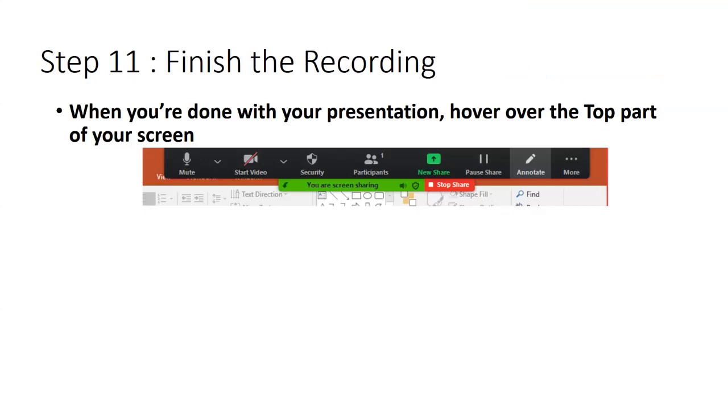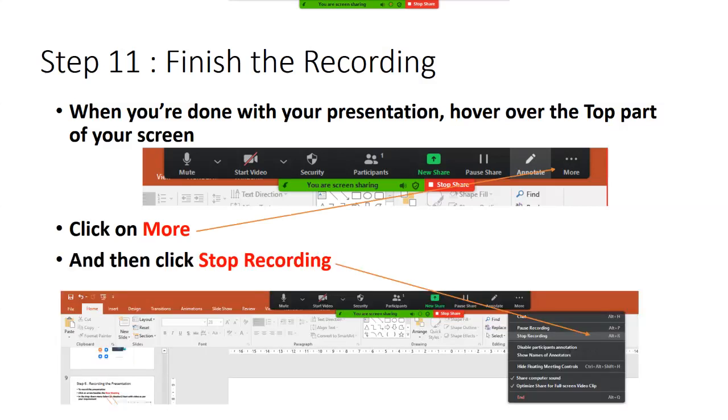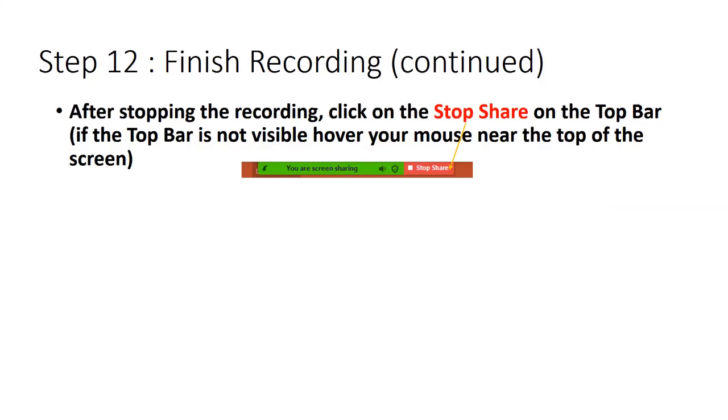After you are done with your presentation and you are happy with it, again hover your mouse near the top of your screen. This gray bar will appear again. Click on more. You'll get the same pop-down menu again. This time, instead of record, just click on stop recording. When you click on stop recording, the recording has stopped, but Zoom has not converted the recording into an MP4 file. For you to do that, you have to click on stop share.